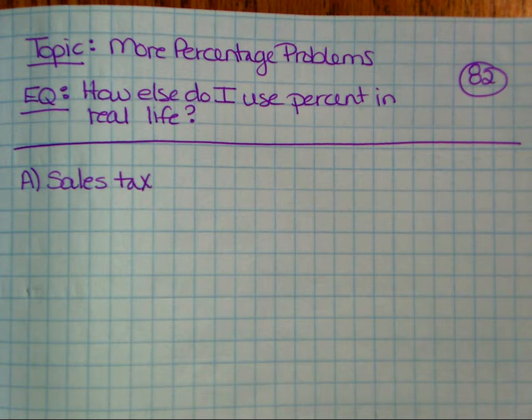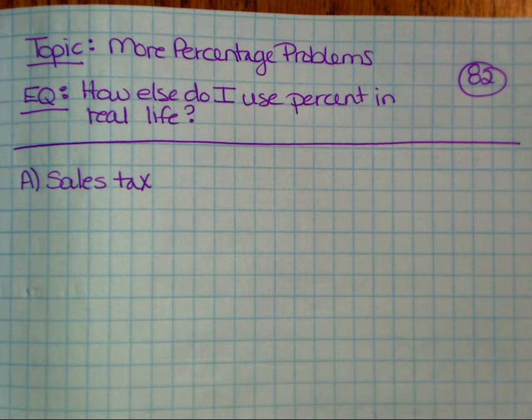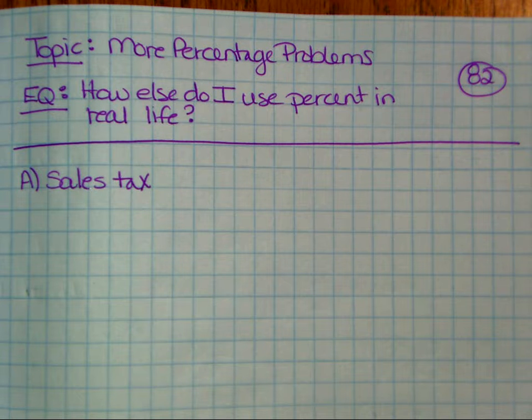Now, when we did discount, remember it was just a percent of a number problem. You found 25% of a number, you multiplied them. First, you converted the percentage to a decimal, you multiplied it by the cost, and then you subtracted whatever your answer was from the original cost, and that was the discount.